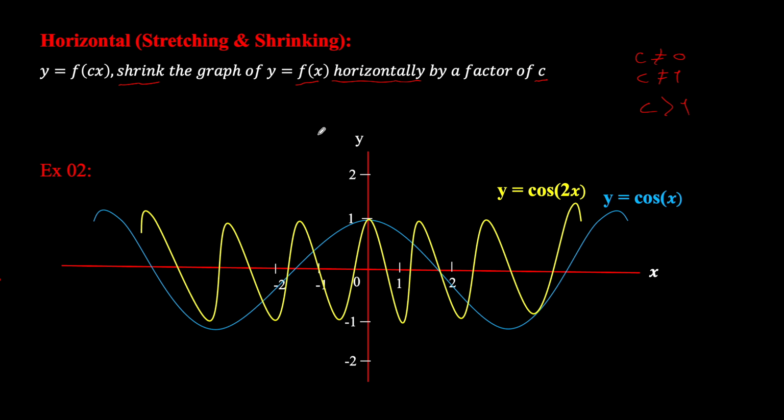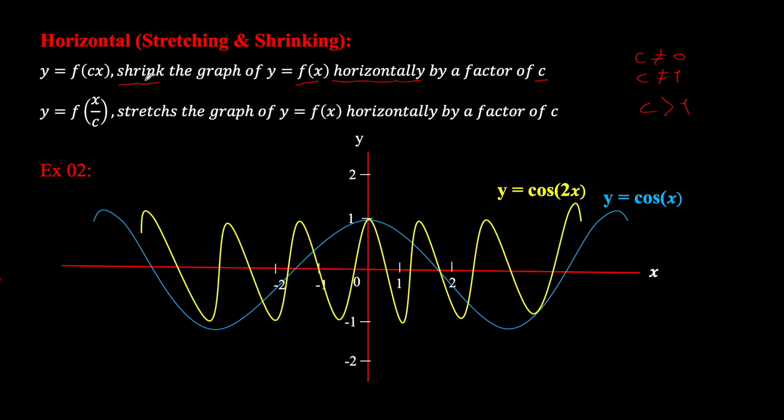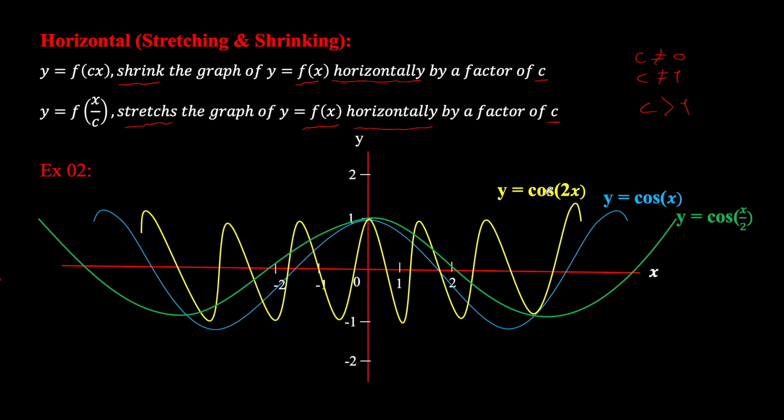Now, let's see the second property with horizontal stretching and shrinking. Second property is y is equal to f of x over c. So this stretches the graph of y is equal to f of x, our function, horizontally, okay, by a factor of c. Let's do it. So you see, in this case, when we take y is equal to cosine of x over 2, we divide x by 2.